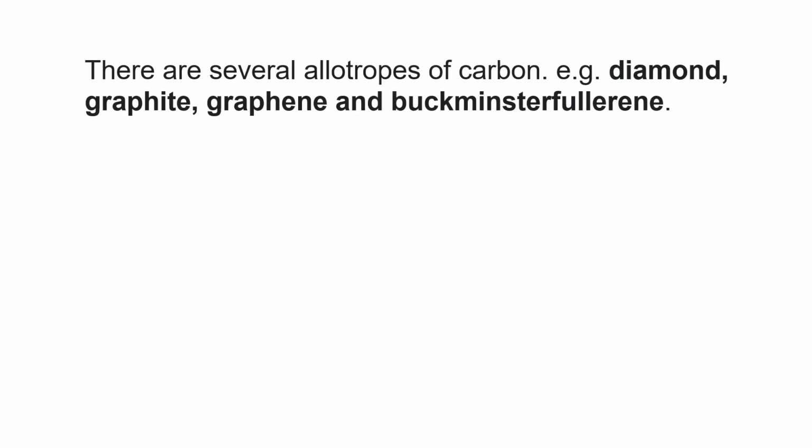Next, there are a few allotropes of carbon present in nature. Allotropes means different forms of carbon. As you see on your screen, we have diamond, graphite, graphene, Buckminster fullerene, right? All these are forms of carbon. And we are much more interested in diamond. Why? Because it is valuable, right?